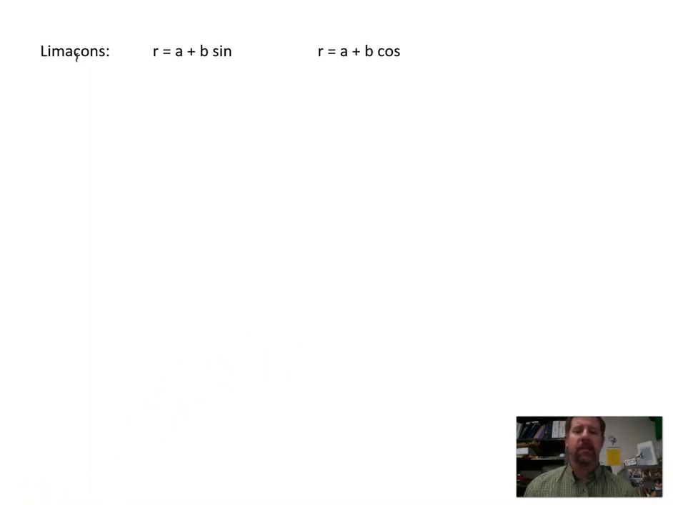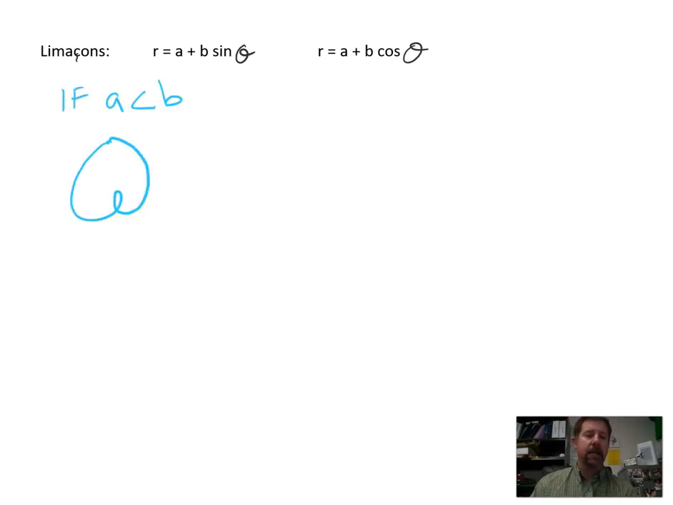And the last one we have to be familiar with are limacons. We have a few different types, but they're in the form of r equals a plus b sine theta or a plus b cosine theta. These were the different types that we dealt with. If a is less than b, then you get the loop on the inside, kind of like right here. And if the loop is up and down, this is a sine one. This would be like a negative sine one.